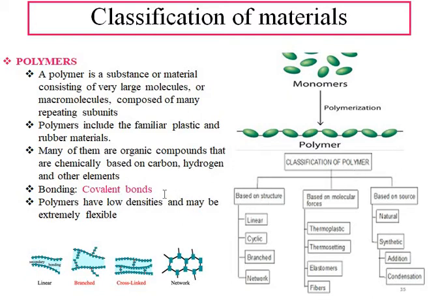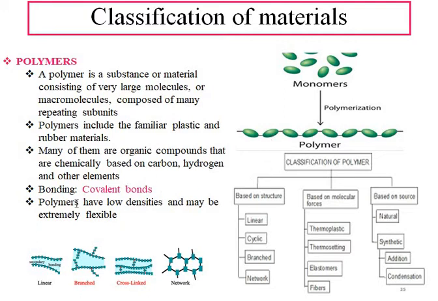The polymers include the familiar plastic and rubber materials, many of them. Many of them are organic compounds that are chemically based on carbon, hydrogen, and other elements. The basic bonding nature present in the polymer is just covalent bonds, or what I call selfish bonds. Selfish bond is not a technical name. For the explanation purpose only I am telling; don't write such things in your examination.